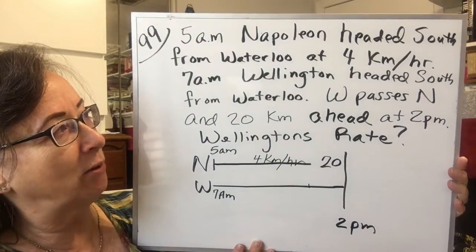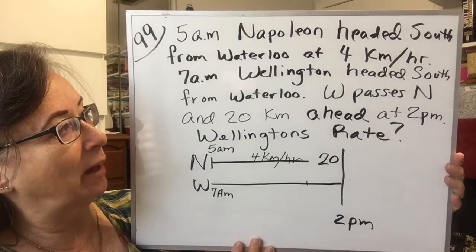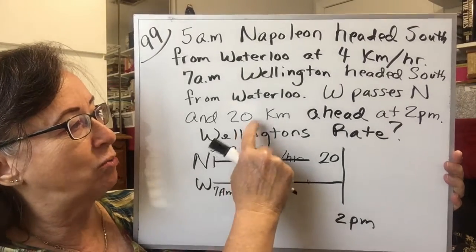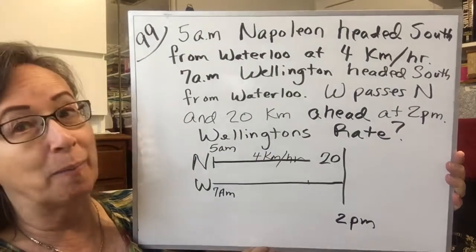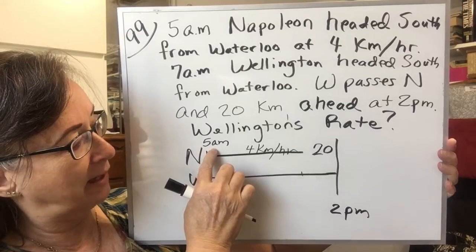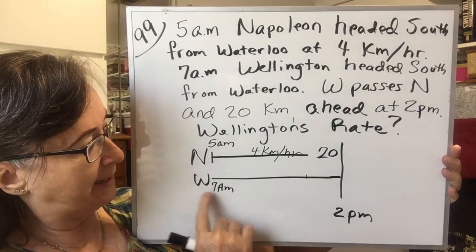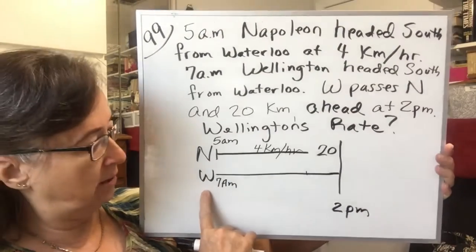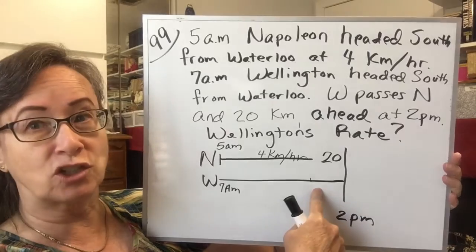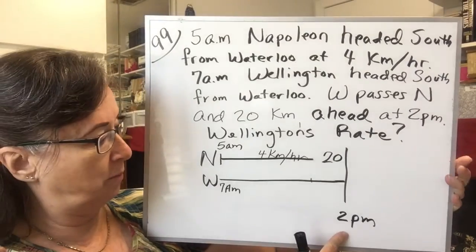At 5 a.m., Napoleon headed south from Waterloo at 4 kilometers per hour. At 7 a.m., Wellington headed south from Waterloo. Wellington passes Napoleon and gets 20 kilometers ahead of Napoleon by 2 p.m. What is Wellington's rate? Okay, so at 5 a.m., Napoleon starts out at 4 kilometers per hour. And then 2 hours later, Wellington starts out, so he's got to be going faster than Napoleon, right? Because he starts 2 hours later and gets 20 kilometers ahead by the time it gets to be 2 p.m.